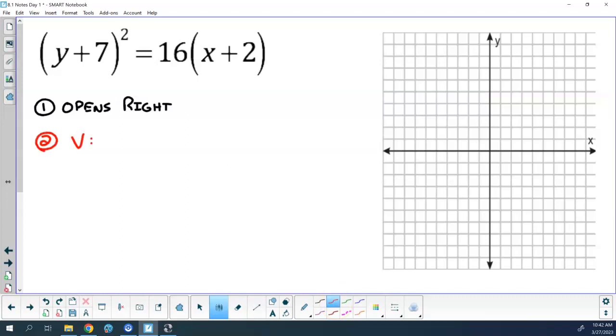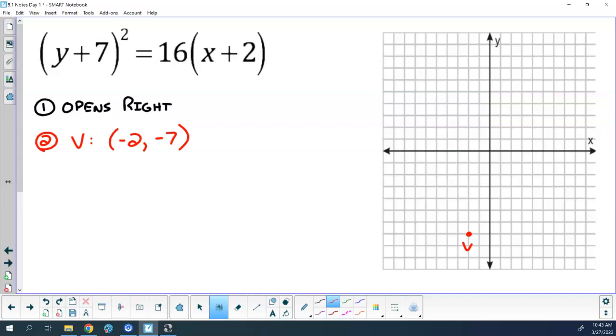Step number 2 says we need to find the vertex. What is the vertex? -2, -7. Thinking oppositely, x in the x spot, y in the y spot. Okay? -2, -7 is from the origin left 2, down 7. And I label it with a.